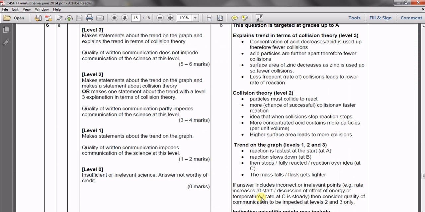Pause the video here to look over the statements on the mark scheme. Make sure that you are happy with all of the statements in this top area here that will get you the maximum amount of marks, but also that you haven't omitted the easier marks which are describing the trend that is seen on the graph.